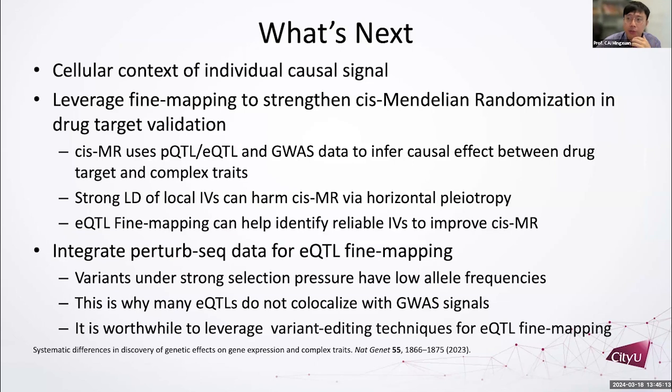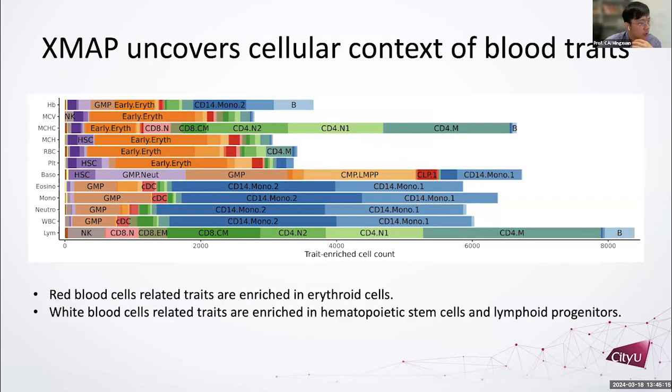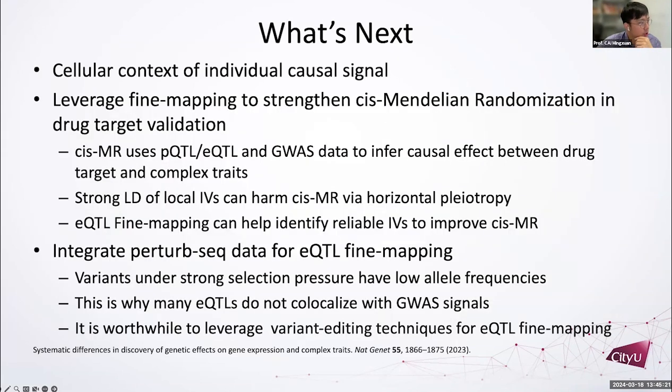For example, previously we have only looked at the overall level of enrichment for a given trait. But what we do next is to try to find out the enrichment of cellular contexts for individual signal clusters. And what fine mapping can help us to do is more. For example, we can leverage fine mapping to help Mendelian randomization in drug target validation.